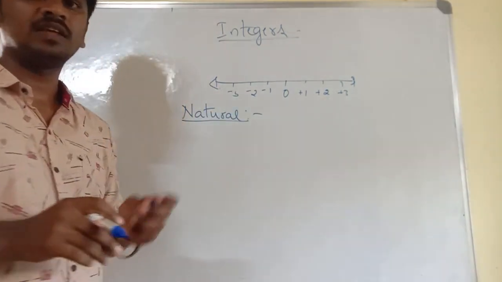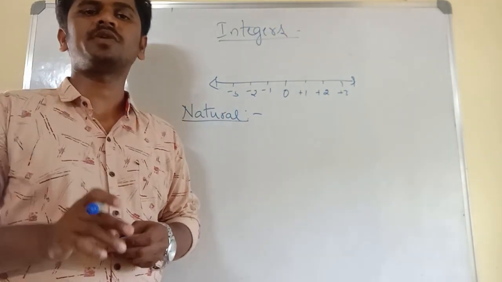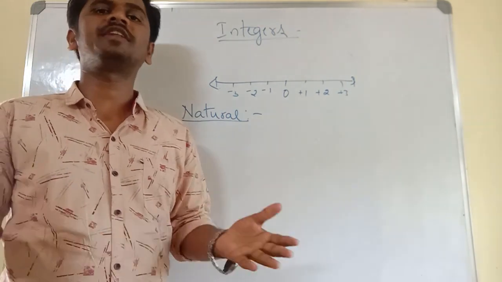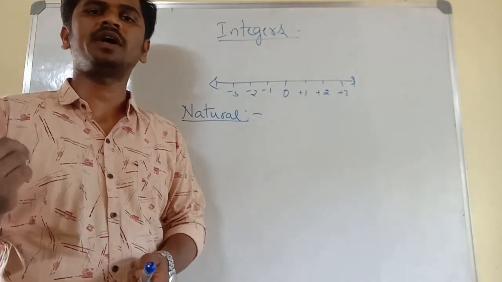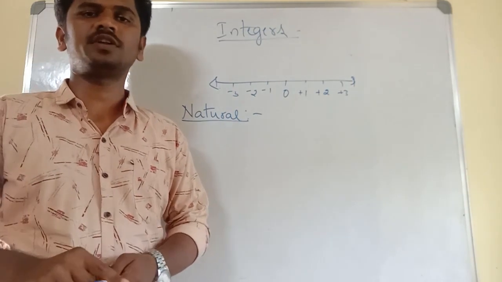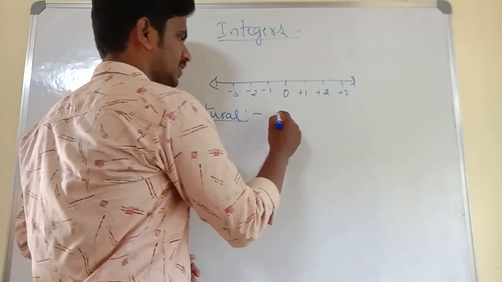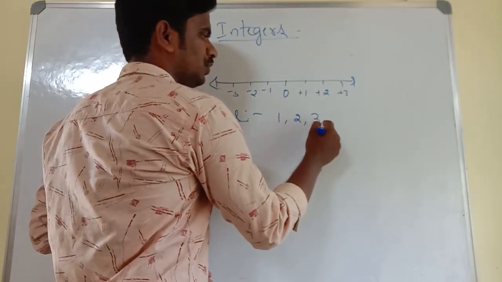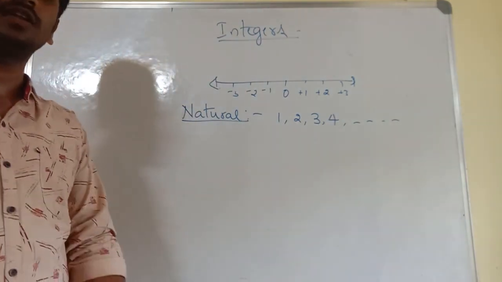The natural numbers are counting numbers. Suppose you are going to count how many students are there in your classroom. Then how will you count? First you start with 1, 2, 3 and so on. Is it correct? Such numbers are called natural numbers, that is, the numbers 1, 2, 3, 4 and so on.